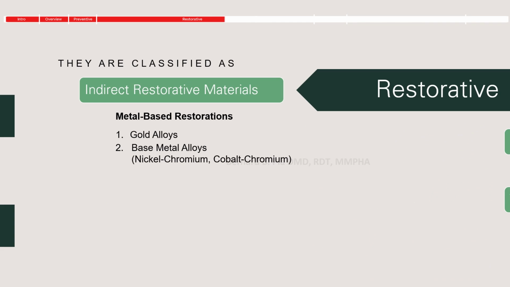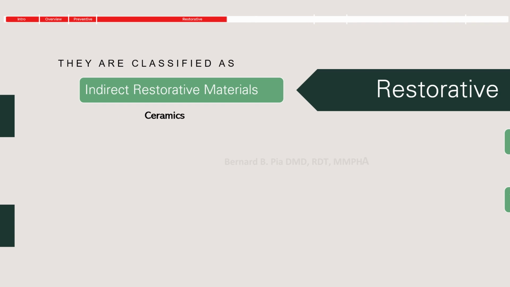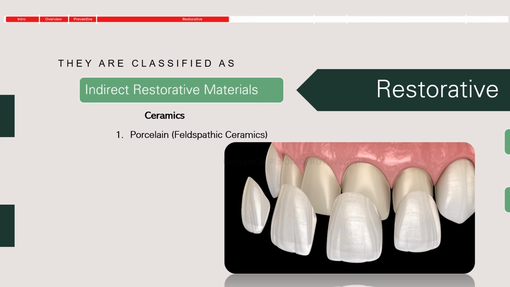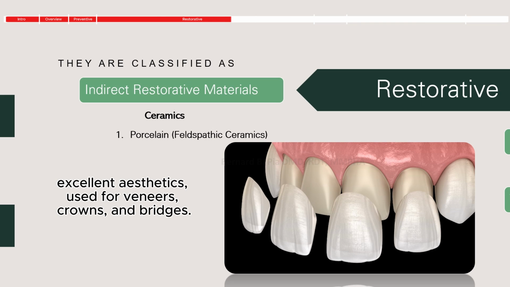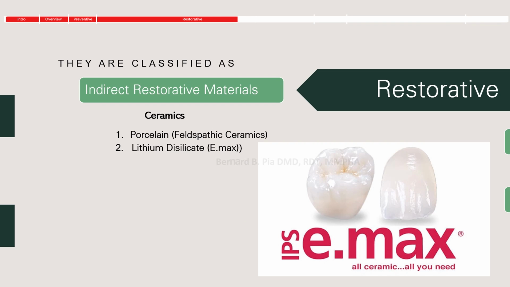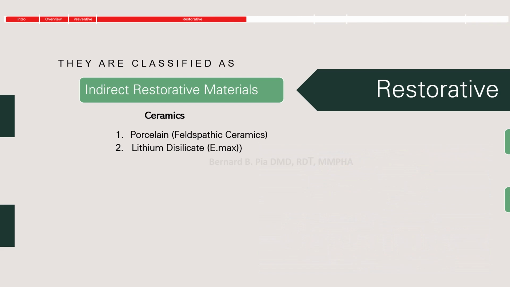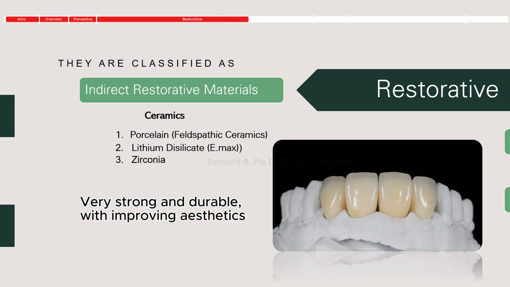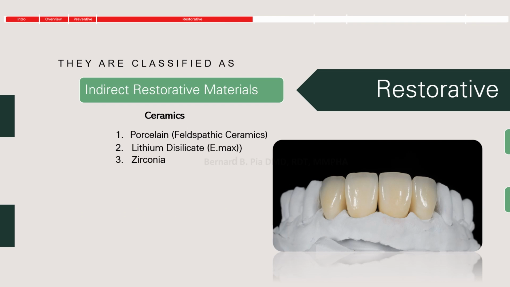Next type of indirect materials is ceramics. Porcelain feldspathic ceramics, known for its excellent aesthetics, used for veneers, crowns, and bridges. Lithium disilicate, a glass ceramic that offers a balance of strength and aesthetics, commonly used for anterior and posterior crowns. Zirconia, very strong and durable, with improving aesthetics. It is often used in crowns, bridges, and implant restorations.